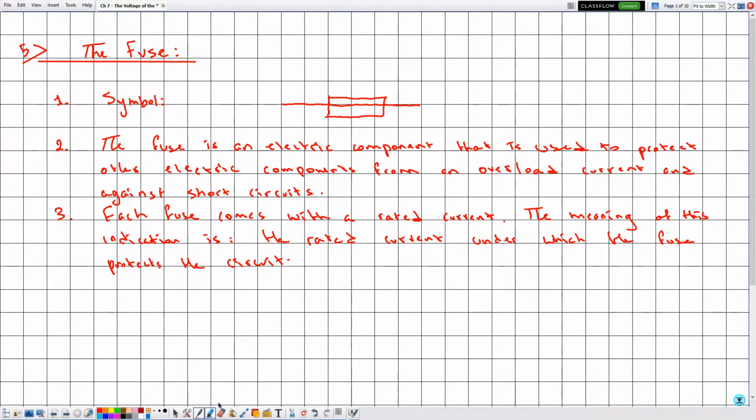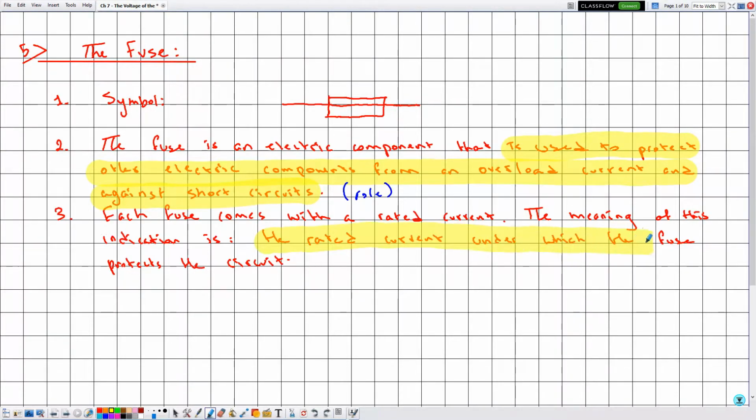And here let me highlight the main ideas. So this is the role of the fuse. Let me write here in blue that this is the role. And this is important to memorize because we may be asked about the meaning of this indication. Now moving to idea number 4.